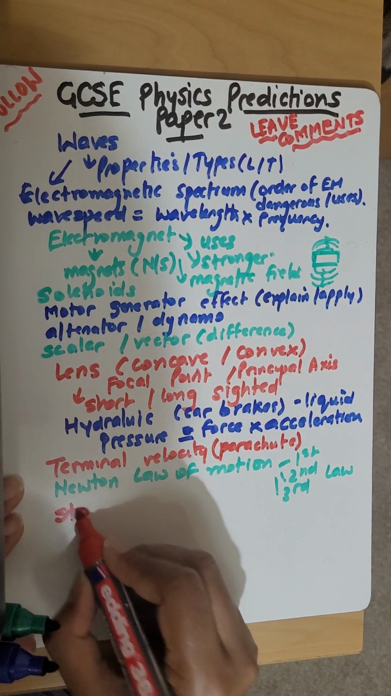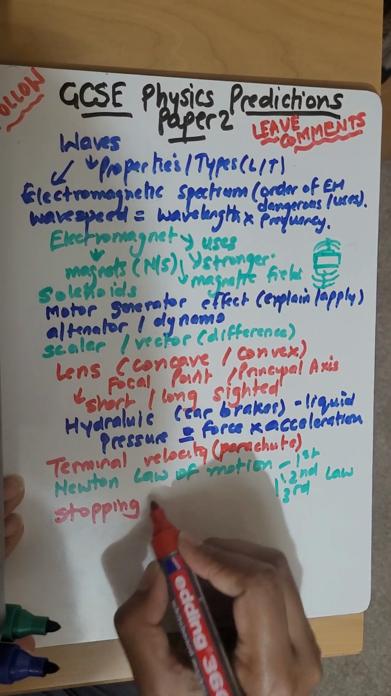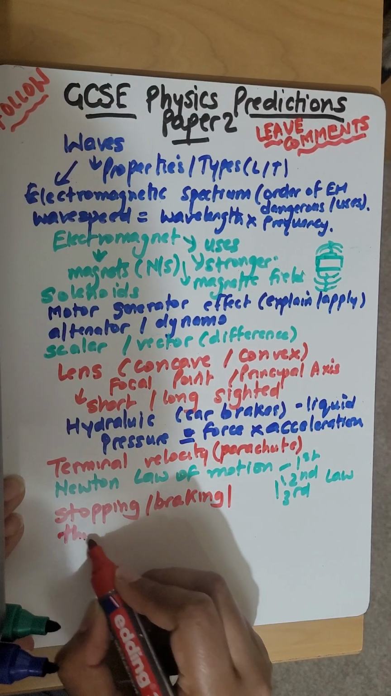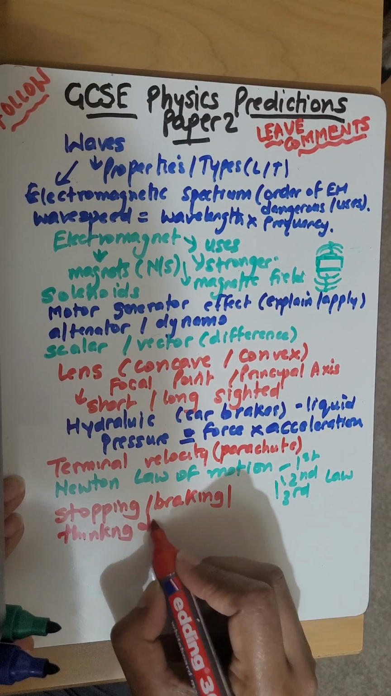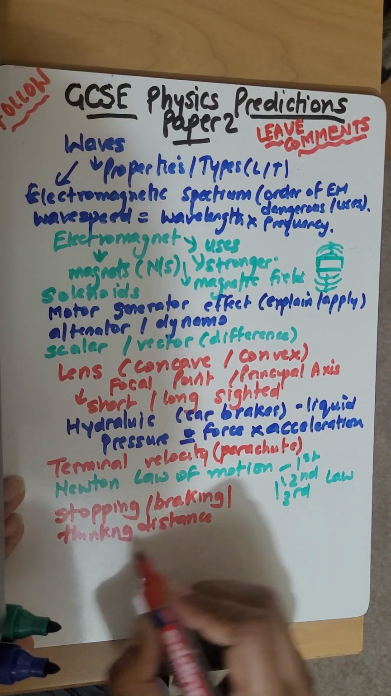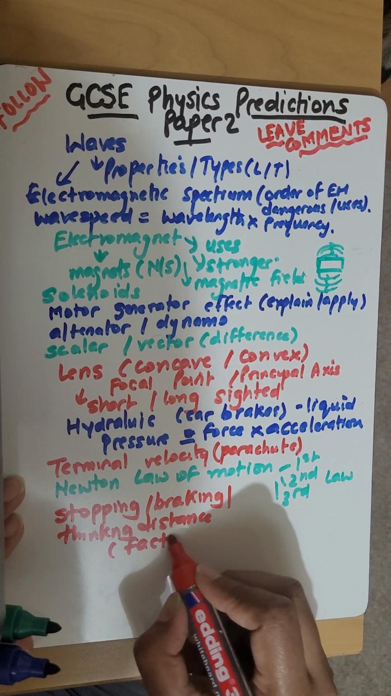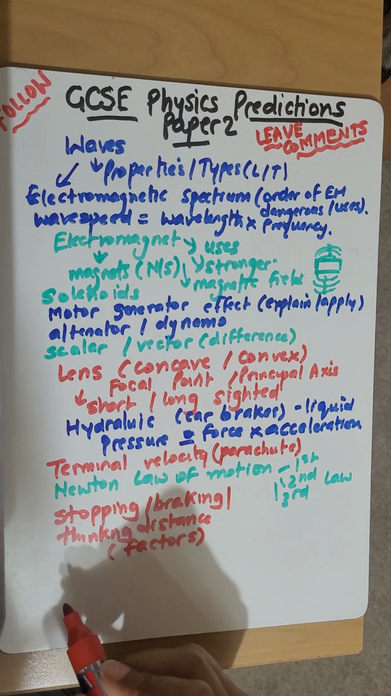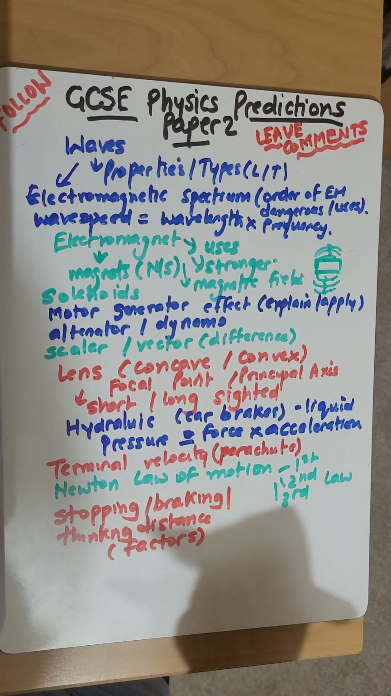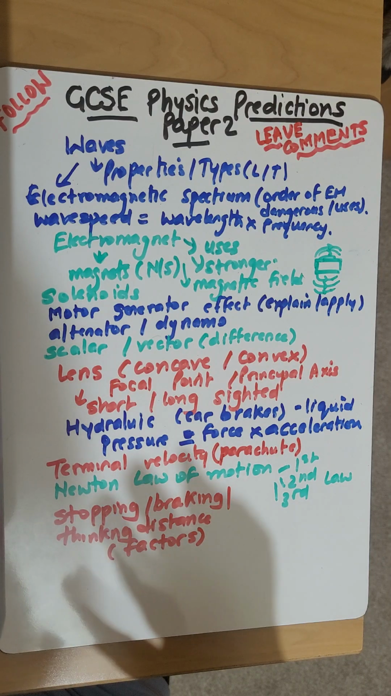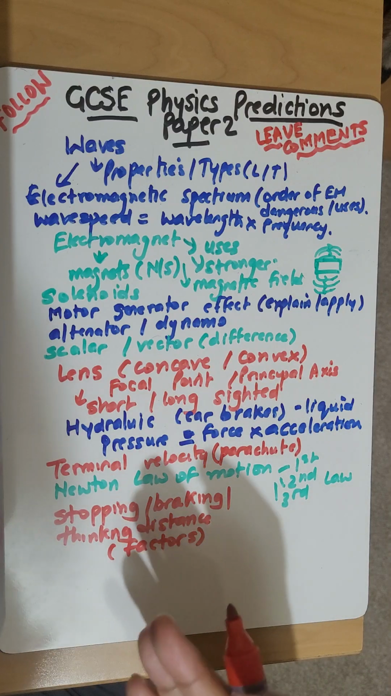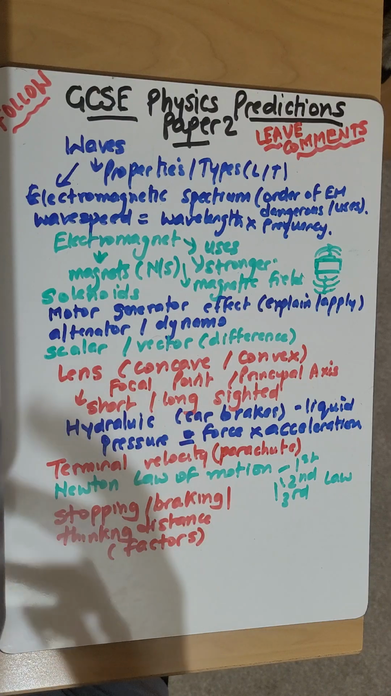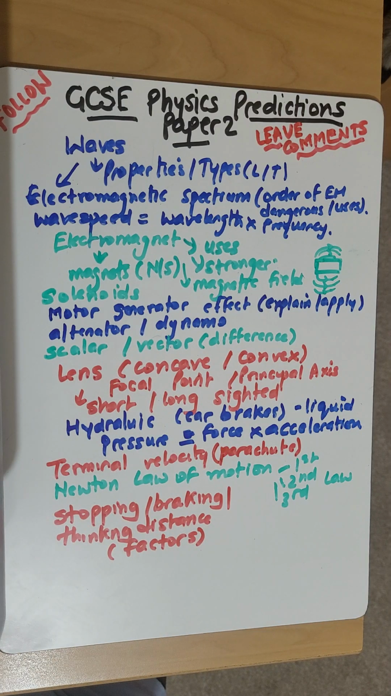Then we got the stopping, braking, and thinking distance. We got factors that affect these. So the factors that affect the stopping and braking distance will be different to the ones for the thinking distance. So if you're tired, or you've got alcohol, drugs, that will not apply to the stopping and braking, because stopping and braking is to do with the condition of the road, the brakes, at the time, if you've seen an object and how you're feeling at that very point.